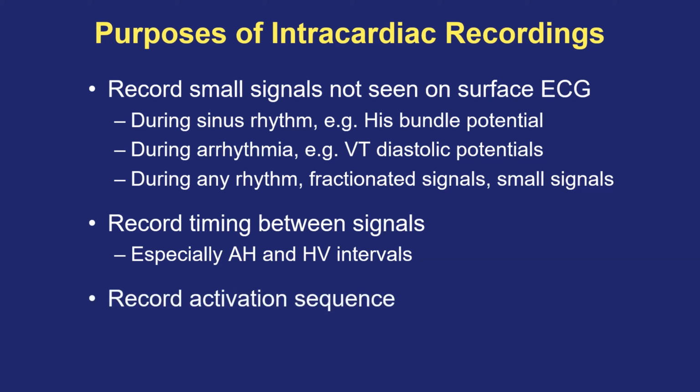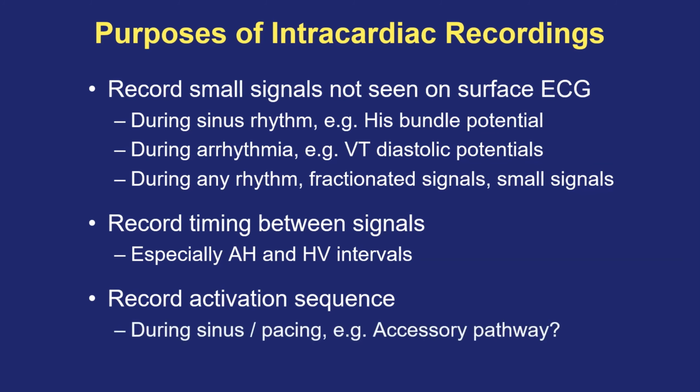And lastly, we want to look at the activation sequence. We can often guess where the origin of a signal is coming from and where a wavefront is headed by looking at the surface EKG, either the P wave or the QRS. But if you want very detailed information about how a wavefront is traveling across myocardial tissue, we put catheters in the heart and record from multiple sites.